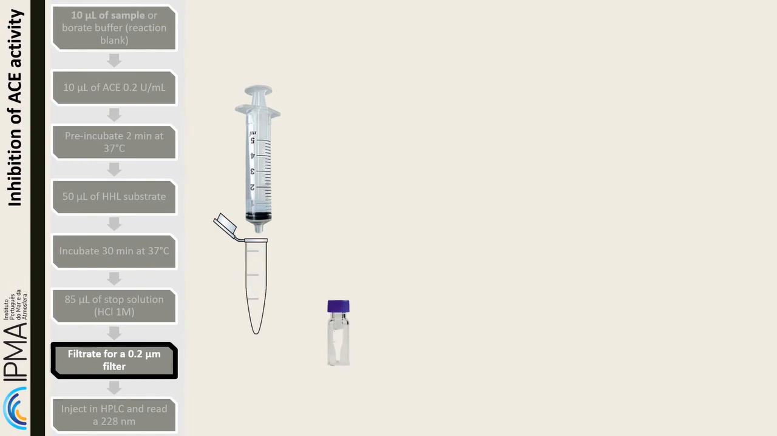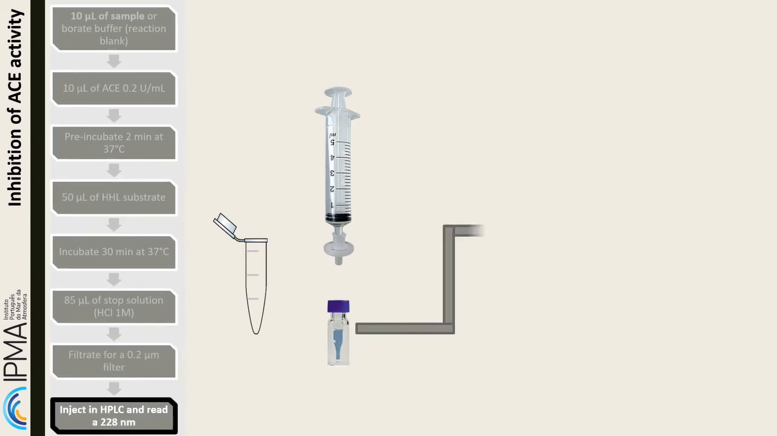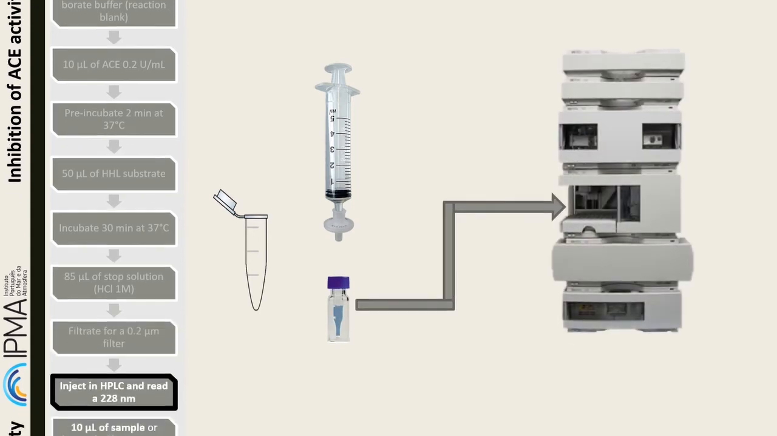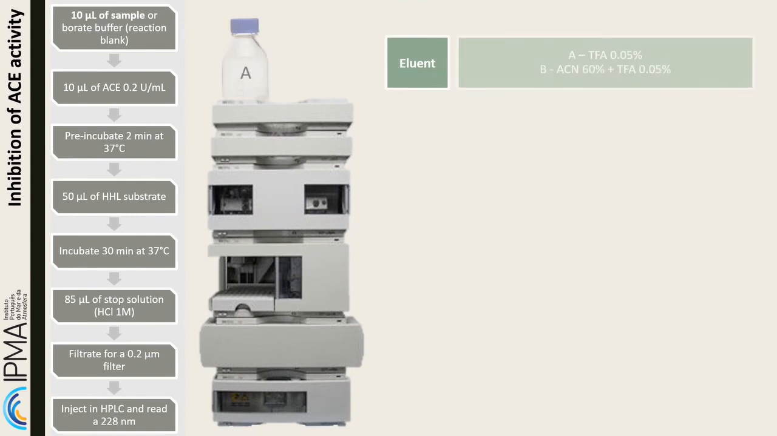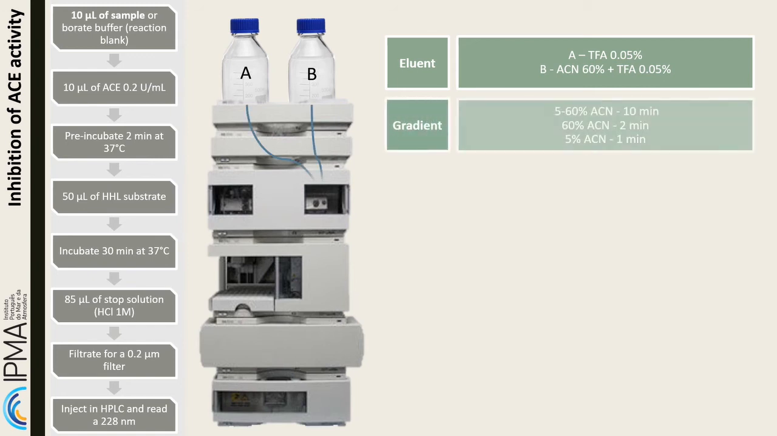The next step is to filter the reaction mixture into the vial. Place the sample in the HPLC sample tray. The sample is eluted with a two-solvent system represented with A and B. The run is done with a gradient of 5 to 60% acetonitrile for the first 10 minutes.